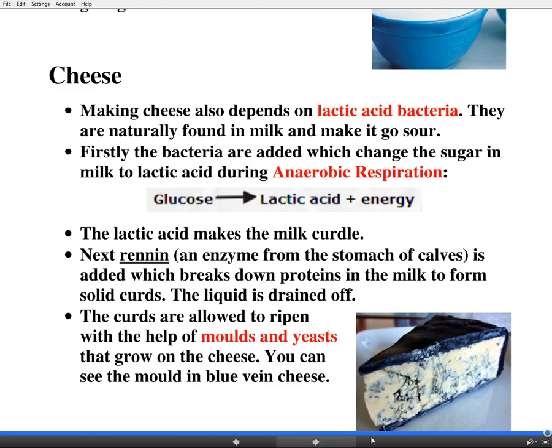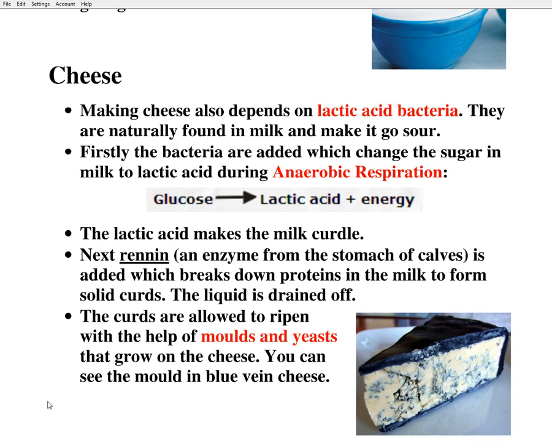Cheese, one of my favourite foods. So making cheese also depends on these lactic acid bacteria, or lactobacilli. They're naturally found in milk, and they're what make milk go sour. So if you leave milk in the fridge for long enough, it usually goes sour.